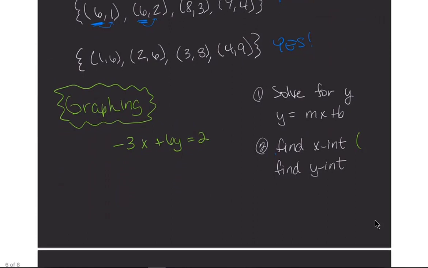So if I want to find my x-intercept, I'm going to put in y equals 0. So I'd have negative 3x plus 6 times 0 equals 2. And then you can solve it for x. And if I want to find my y-intercept, what do I know? X is going to equal 0. Okay. So then you would put in 0 for x, giving negative 3 times 0 plus 6y equals 2, and solve it for y, and then that'll give you your y coordinate. And then you can connect those 2 points.